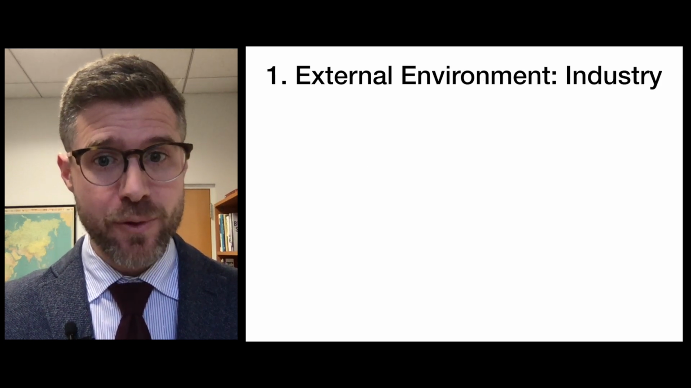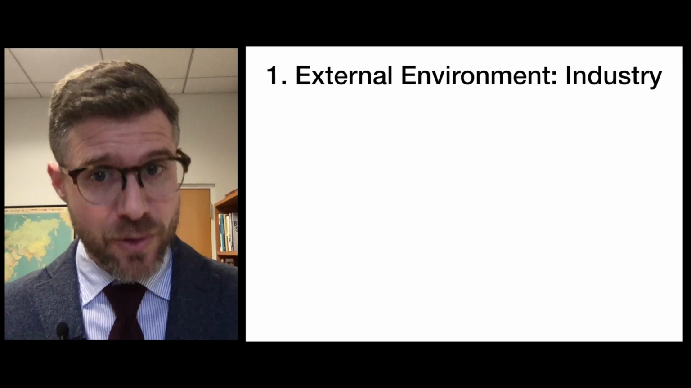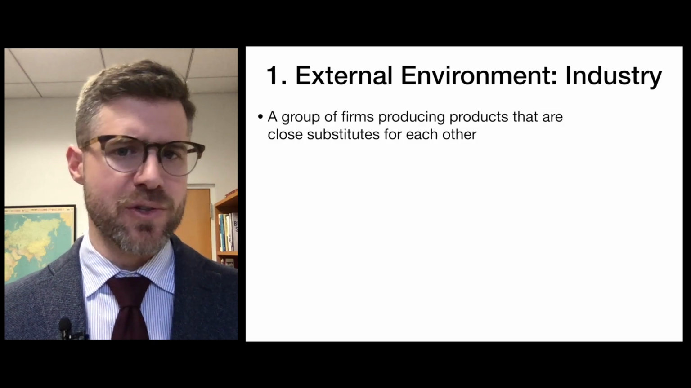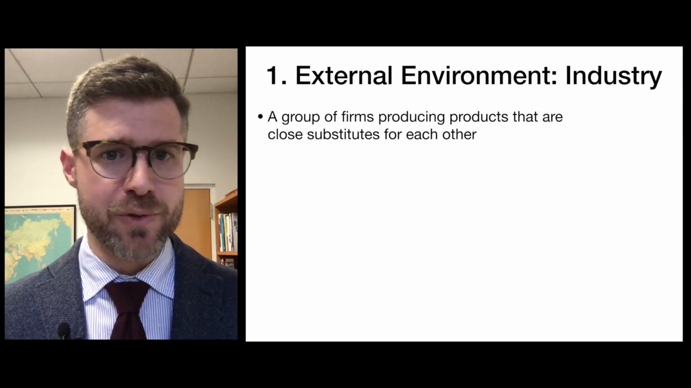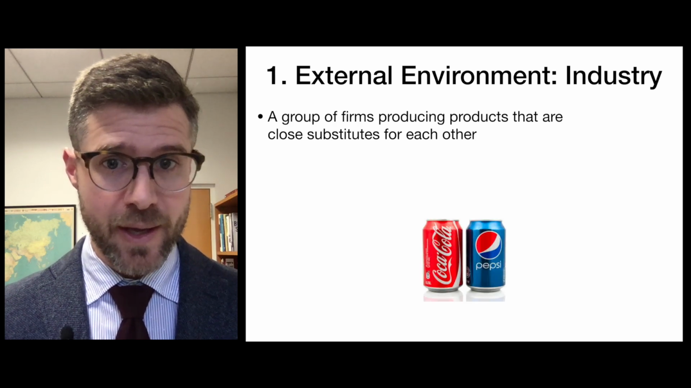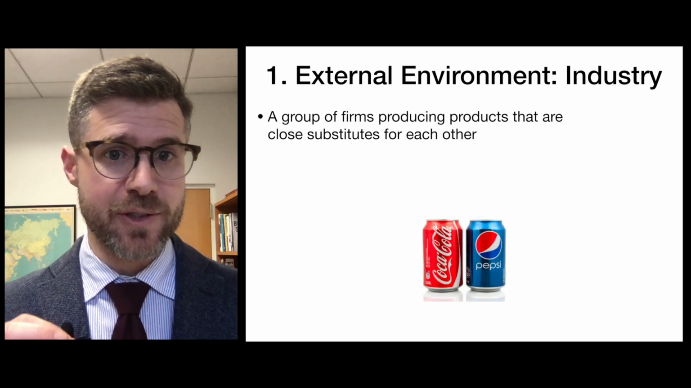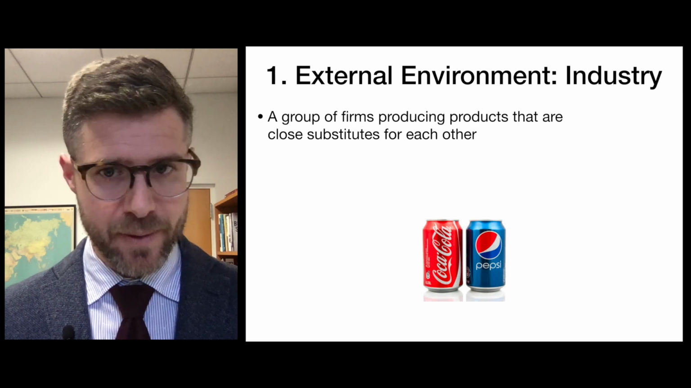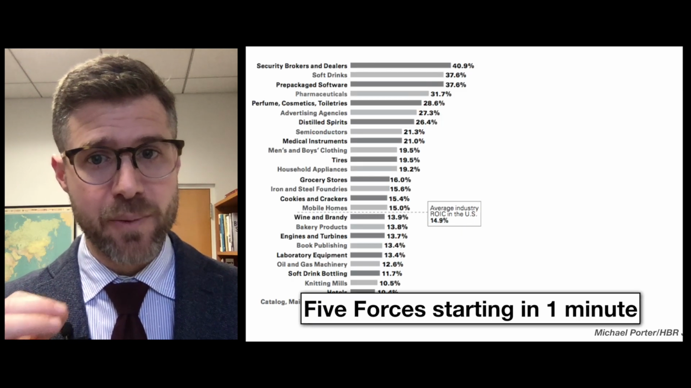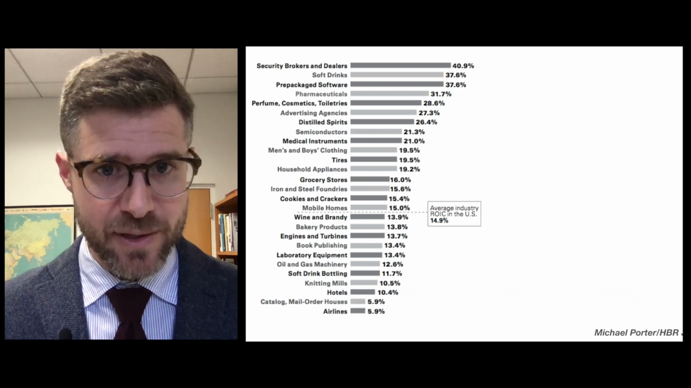First, the 5 forces framework is meant to highlight the external forces influencing a firm's profitability. So what is an industry? It's a group of firms that produce products or services that are close substitutes for one another. In other words, one product fulfills the customer's needs about as well as the other. According to Porter, the structure of an industry has a critical effect on the profitability of firms within that industry.